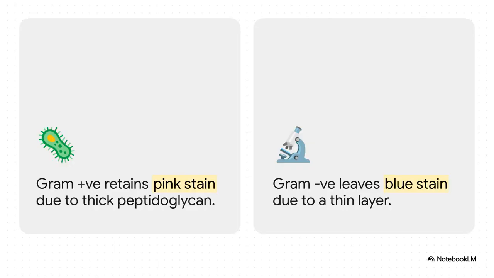So why does this coloring actually matter to us? Well, knowing if a bacterial wall is thick and mesh-like, which stays purple, making it gram-positive, or if it's thin and complex, which turns pink, making it gram-negative, completely changes how we fight them. You see, peptidoglycan provides the physical strength of the cell wall, so medical treatments, like the antibiotic penicillin, specifically target the synthesis of this exact mesh layer.